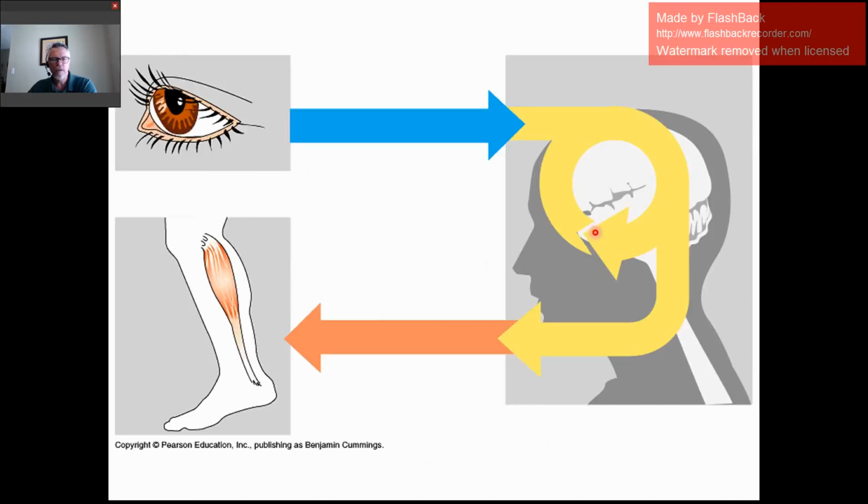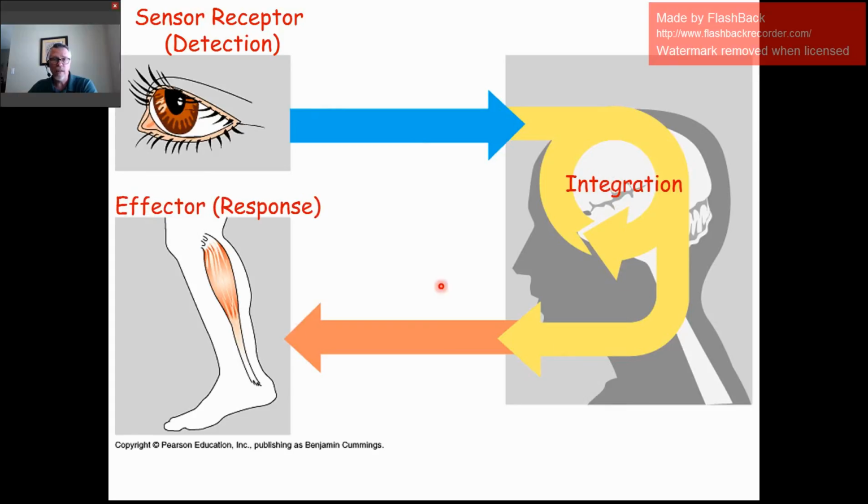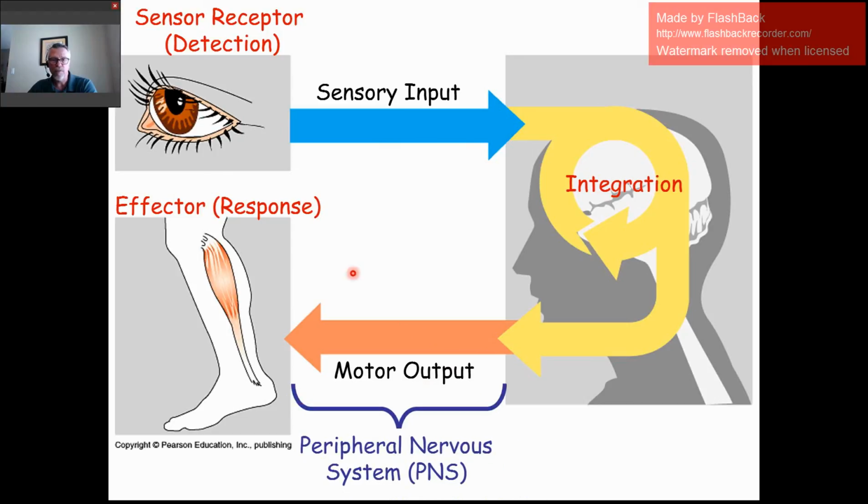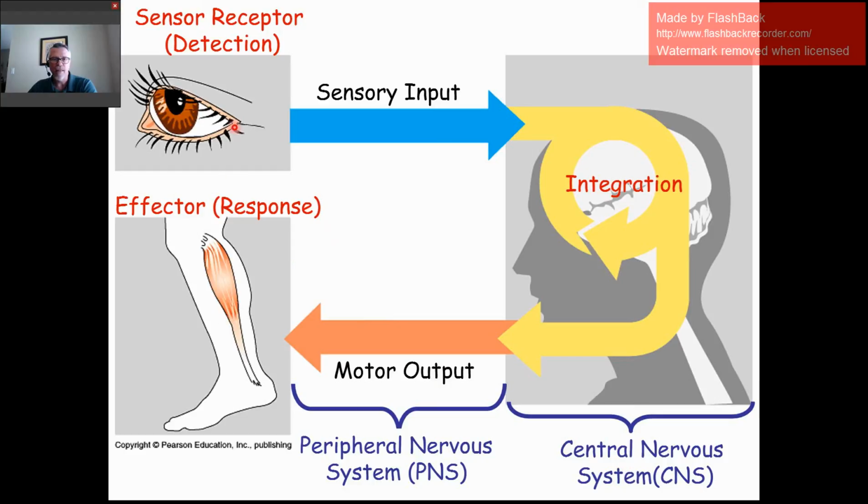Okay, and to summarize that graphically, we have sensor receptors detecting incoming signals, the brain integrating those signals and determining what the response should be, and then producing the response in an effector like a muscle cell. We have sensory input and motor output. This part is your peripheral nervous system. This part is your central nervous system. And that is a summary of our reflex arc.